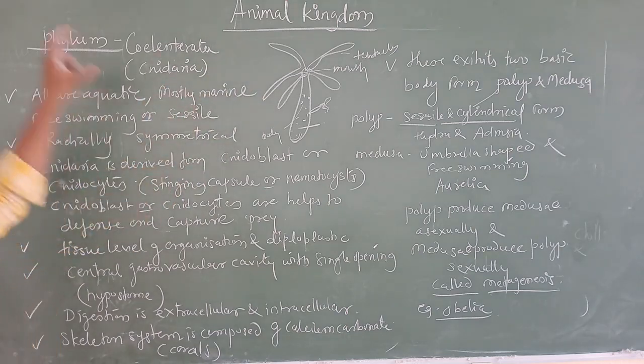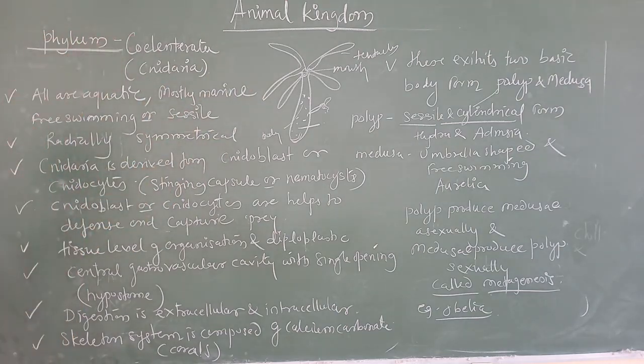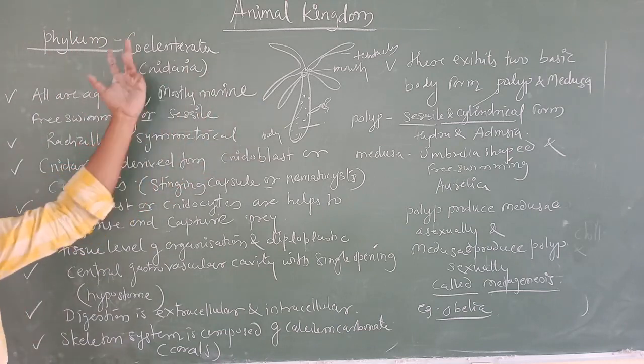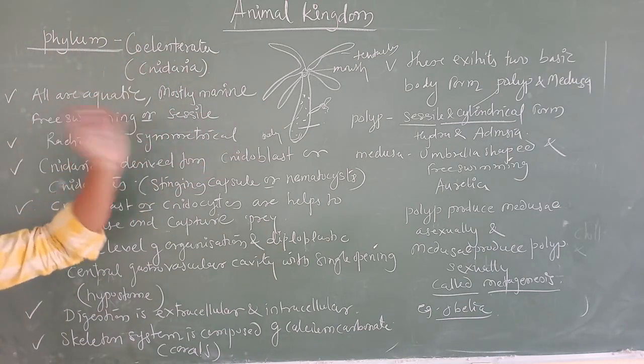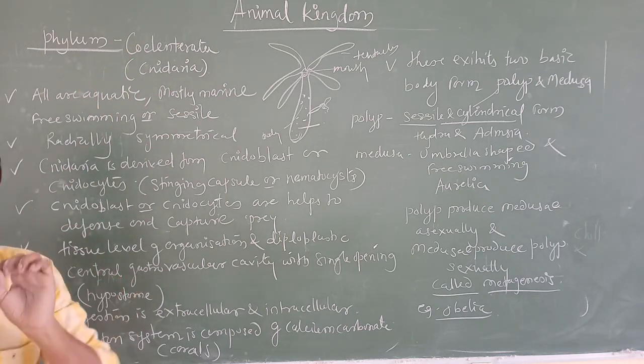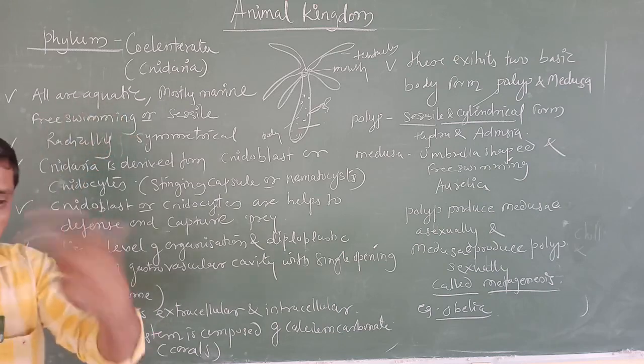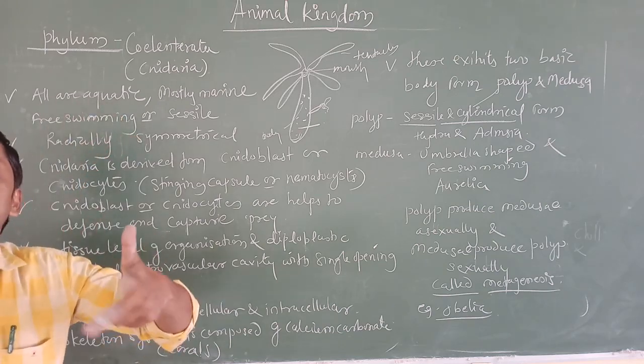Now, the first point we are going to discuss about Coelenterata or Cnidaria is that all these Cnidarians, or Coelenterate organisms, are aquatic. Aquatic means they live in water. Here, the other two are terrestrial and semi-terrestrial.